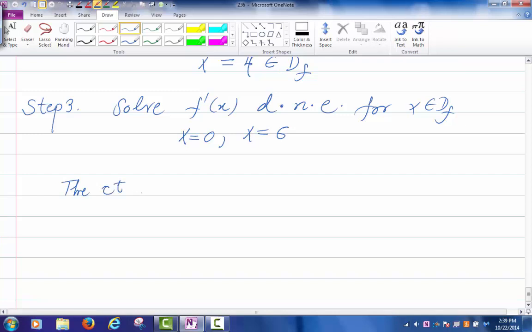The critical points are x is 0, x is 4, x is 6. Later on in section 3.3 or 3.4, I will be asking you to draw the graph of this function. Okay? We're going to learn how to sketch the graphs of functions, and you'll be sketching the graph of this function.